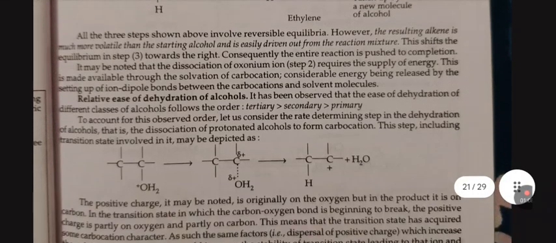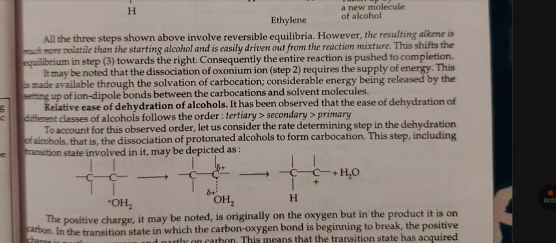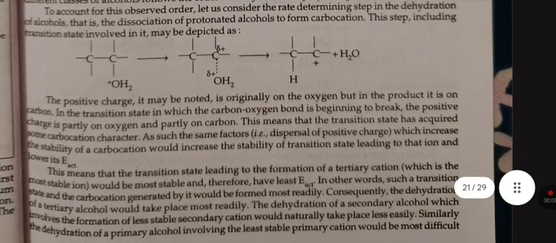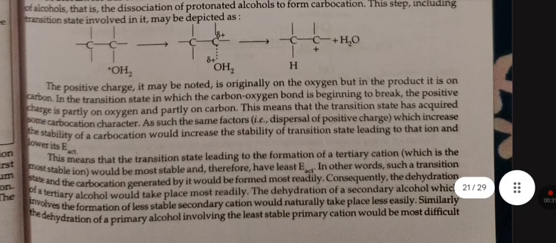Relative ease of dehydration of alcohol. It has been observed that the ease of dehydration of different classes of alcohol follows the order tertiary, secondary, then primary. The transition state involved in this step may be depicted as below. The positive charge, it may be noted, is originally on the oxygen, but in the product it is on carbon. In the transition state in which the carbon-oxygen bond is beginning to break, the positive charge is partially on oxygen and partially on carbon. This means that the transition state has acquired some carbocation character.